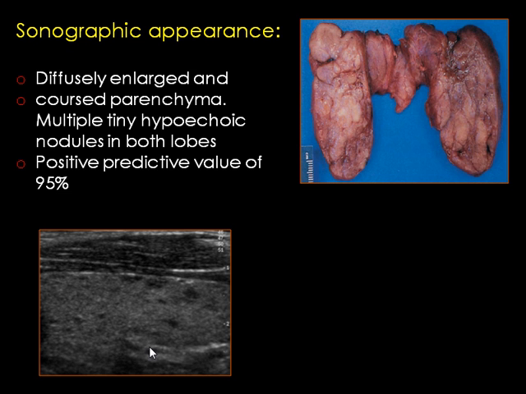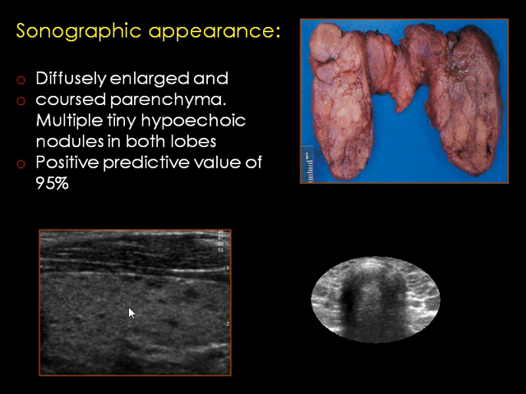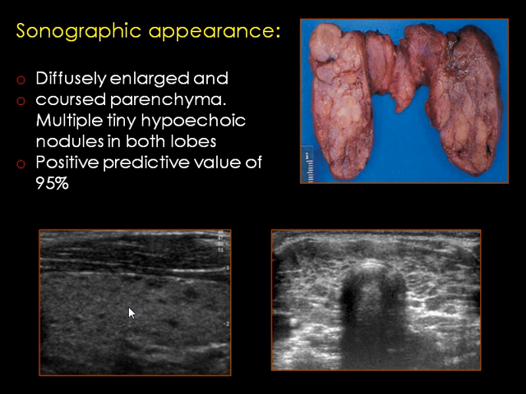In Hashimoto's disease, microscopically small lobules of lymphocytes are separated by fibrous strands, and this is what we see on ultrasound, hypoechoic nodule with ill-defined margins representing lymphocytic infiltration. This is another example of Hashimoto thyroiditis, diffusely enlarged and coarsened parenchyma, multiple tiny hypoechoic nodules in both lobes. There is prominent echogenic septation against the hypoechoic background. So this is the classic appearance of Hashimoto thyroiditis, and it has a positive predictive value of 95%.